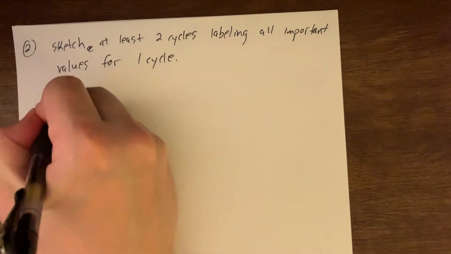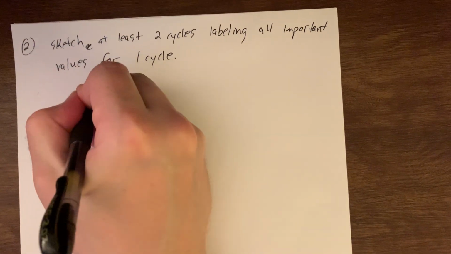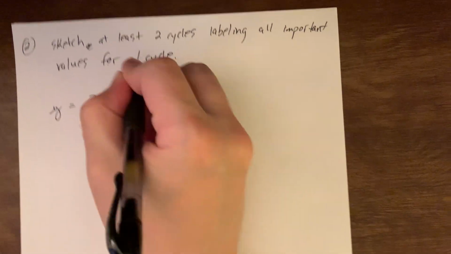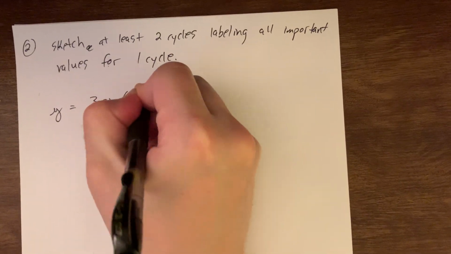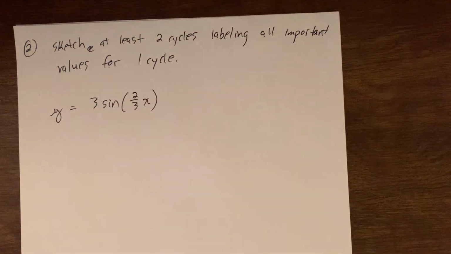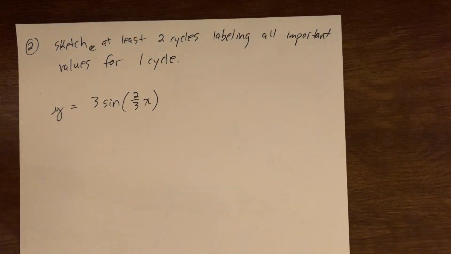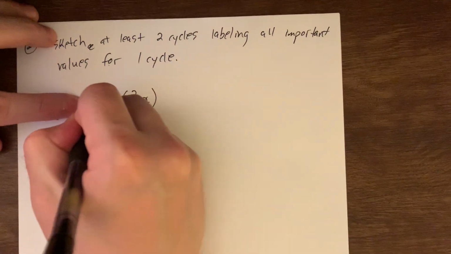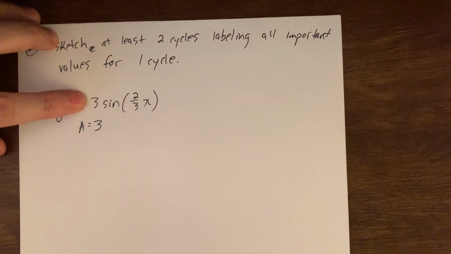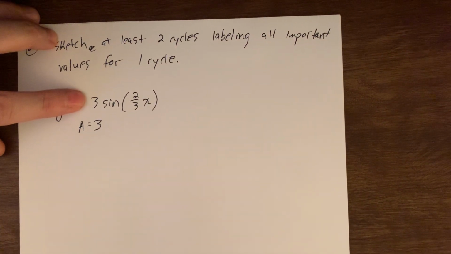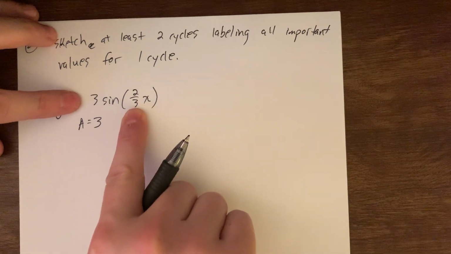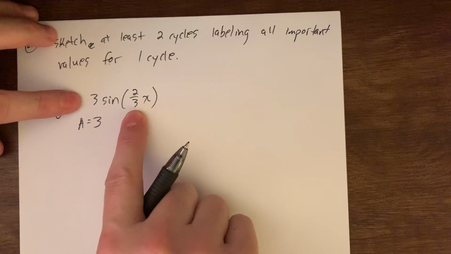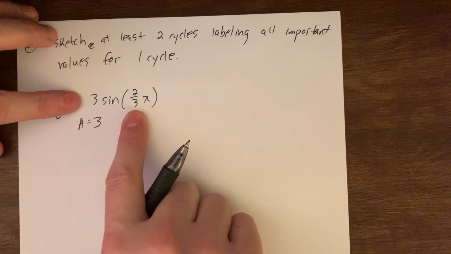So let's start off with y is 3 sine of 2/3 x. Well, this gives it away right off the bat. The amplitude is 3. So that means my highs are going to go up to 3, my lows are going to go down to -3. This does not give me my period, but that's the k value that gets the key to finding my period.